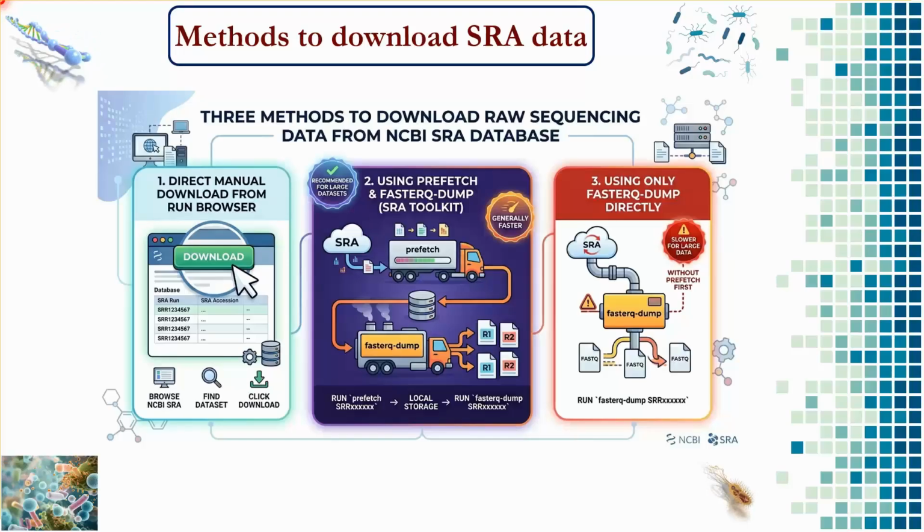We can download raw sequencing data from the NCBI SRA database in multiple ways. Among these, three commonly used methods are: first, direct manual download from the run browser of the SRA database. Second, using the prefetch command followed by the fasterq-dump command from the SRA Toolkit. This method is generally faster and recommended for large datasets. And the third is using only the fasterq-dump command directly without using prefetch. This method is generally slower for large datasets.